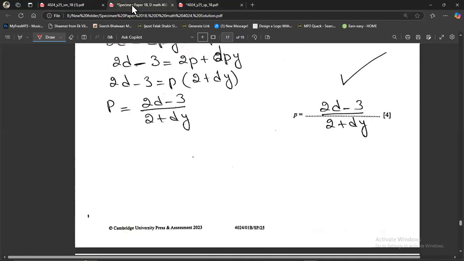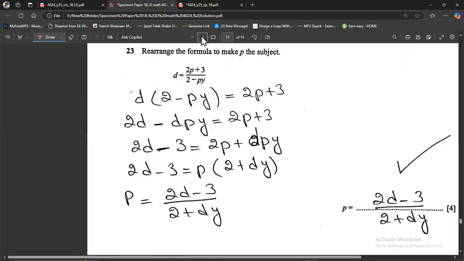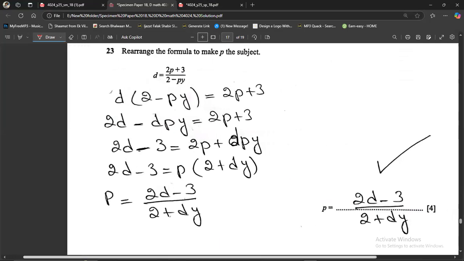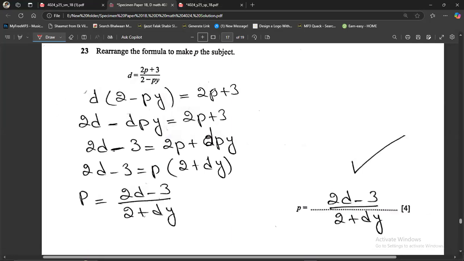So we will try to bring those terms on one side. Let me show you. Here on your screen, the solution is showing up. Okay. So here we have, cross multiply here. So you will have D bracket 2 minus Py bracket close equals to 2P plus 3. So you will have 2D minus dPy equals to 2P plus 3.